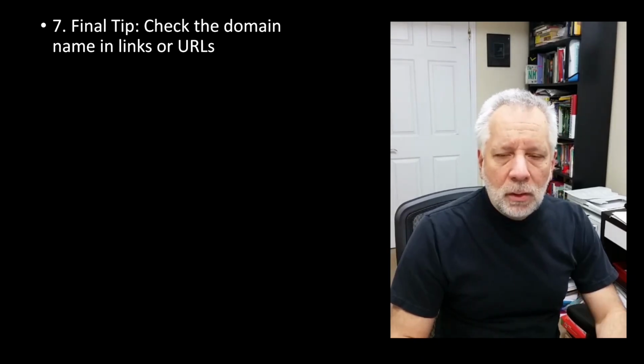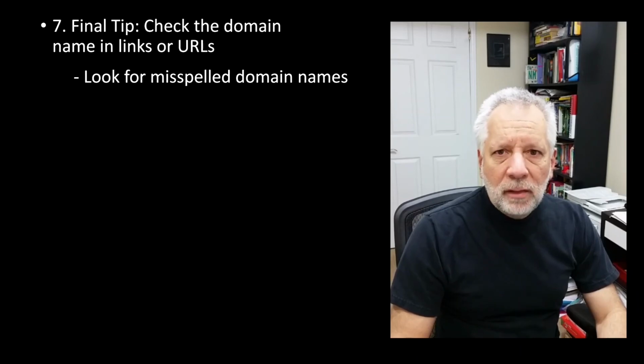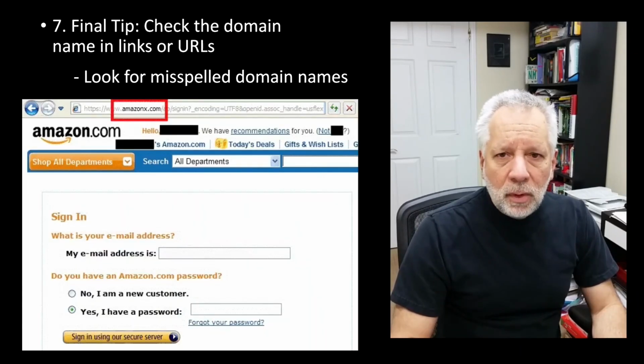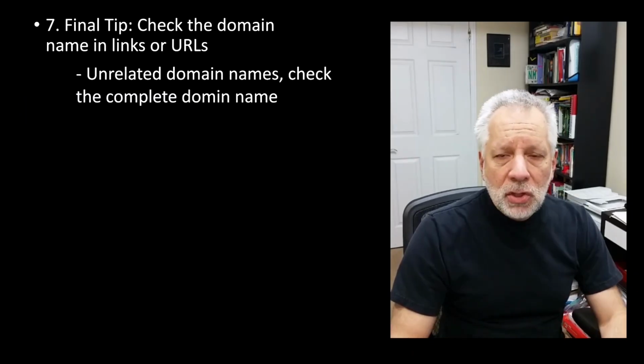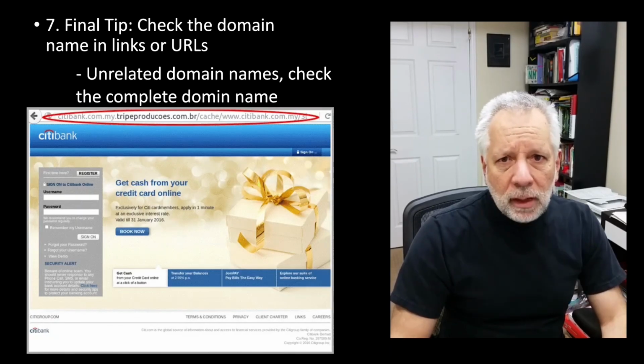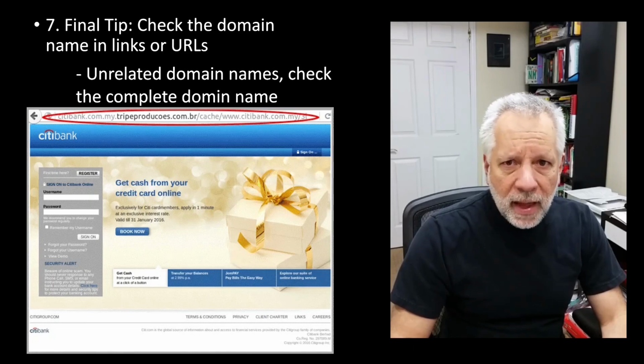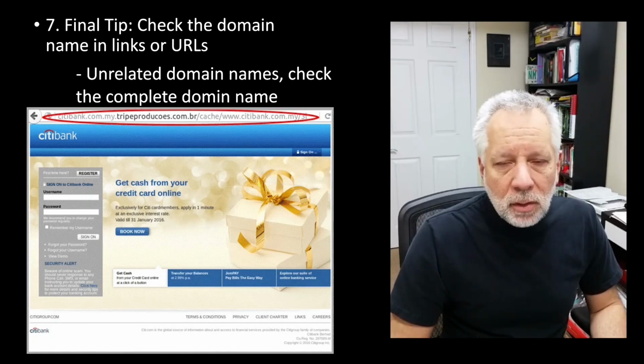You can check the URL without accessing it. Just look for fake domain names in the link. For example, look for misspelled domain names. In this example, we have highlighted the fake domain name in the URL. It is amazonx.com instead of amazon.com. You can also look for unrelated domain names. You can check the complete domain name. Let's look at this example. Even if we are getting a site that looks like Citibank, we can see an unrelated domain name within the URL of this website.